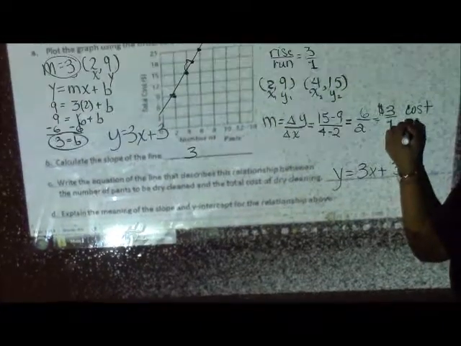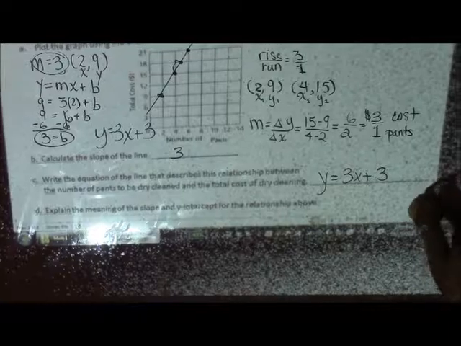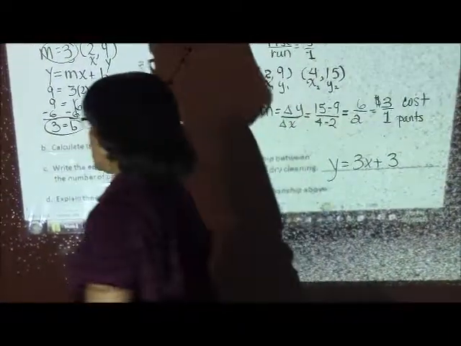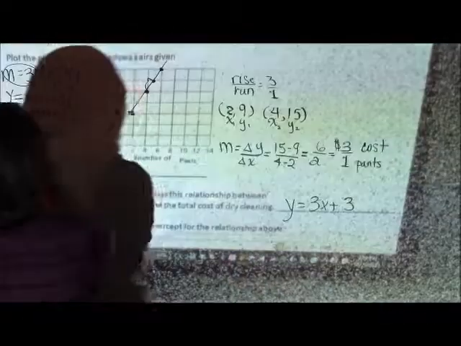So that's like 1 pair of pants, okay? So the cost increases. So this is, I'm going to move this up a little bit. So I'll erase. Let me erase so I can move it up so you can see what I'm writing on that line.